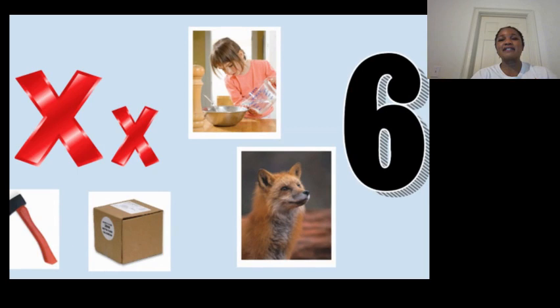This is the capital X, and this is the lowercase x. And remember, each letter has two forms, a capital and a lowercase. X says x, x says x. Every letter makes a sound, and x says x, like at the end of mix, axe, box, six, and fox. That x sound is at the end of each of these words.